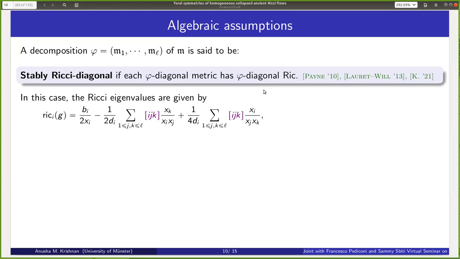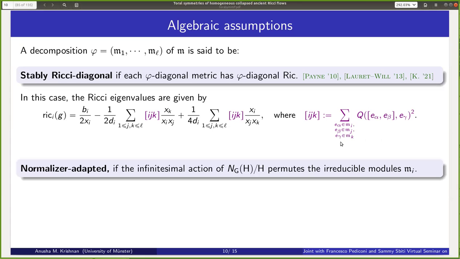Just for completeness, I mention also that if we have a stably Ricci diagonal basis, and the Ricci tensor is diagonal, then the Ricci eigenvalues are given by the following expression, which is some algebraic expression in the entries of the metric. These coefficients, bracket ijk, are some constants that come from Lie algebraic information according to this following expression. Here, e_i is from a Q-orthonormal basis for M. So that was definition number one.